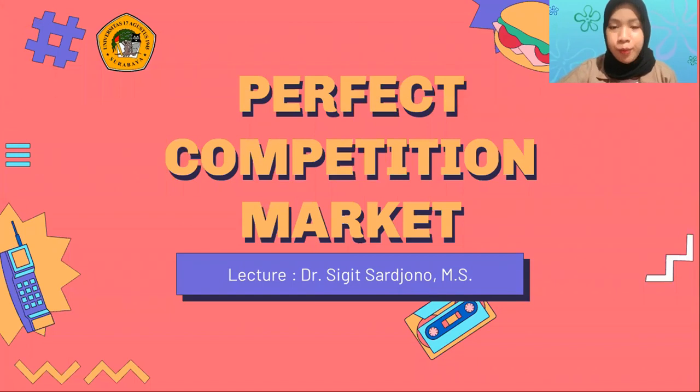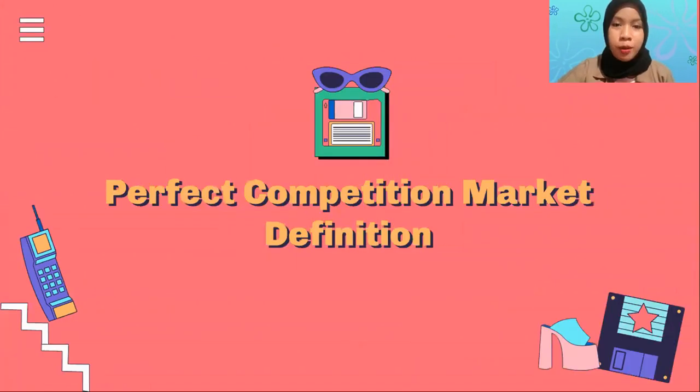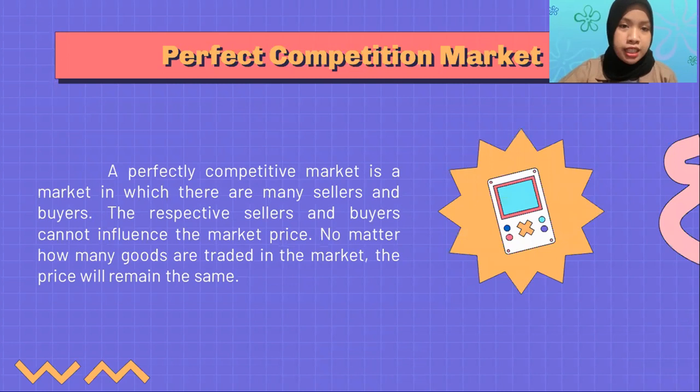Perfect competition market. The definition: a perfectly competitive market is a market in which there are many sellers and buyers. The respective sellers and buyers cannot influence the market price. No matter how many goods are traded in the market, the price will remain the same.